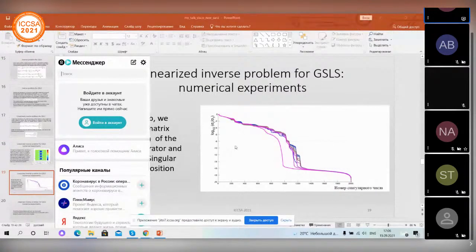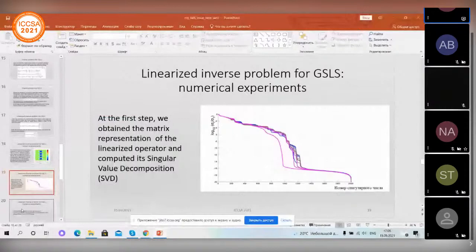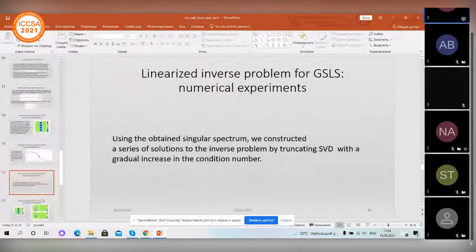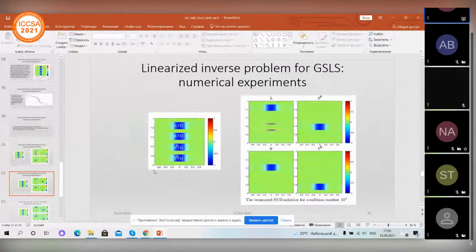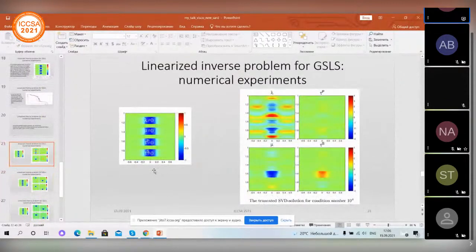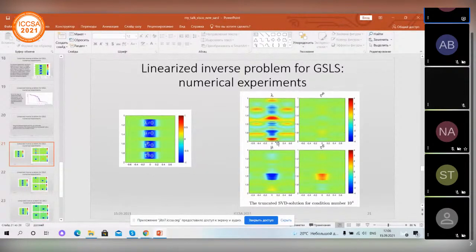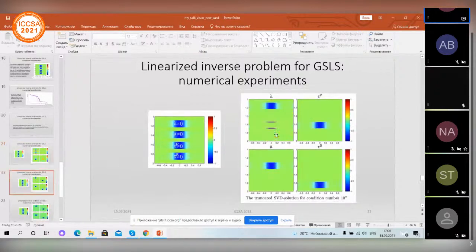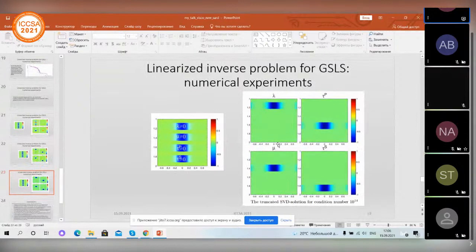Okay, so we performed this kind of computations, and we came to the following result. If we use a very low condition number, we can recover nothing. You see that there is almost no information about our distribution. But when we increase the condition number, we come to a more and more clear presentation of the perturbation of these parameters, and we can split this perturbation.